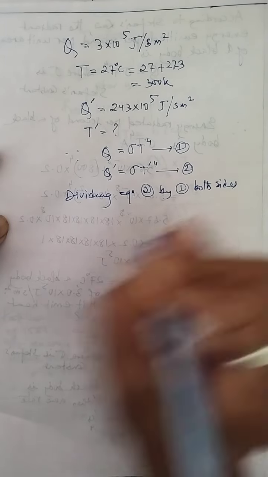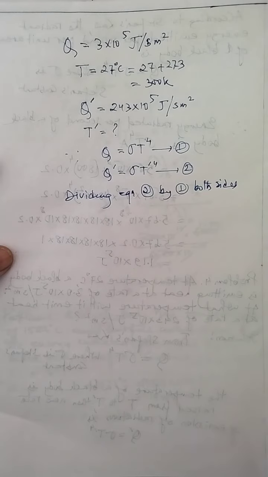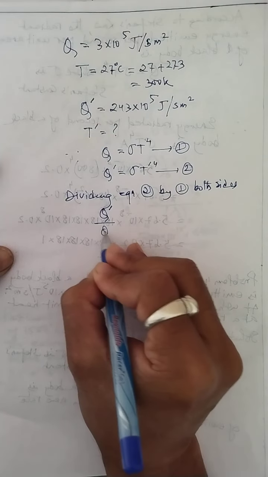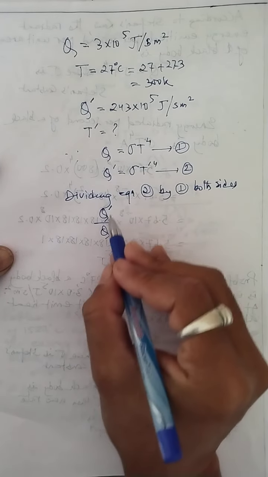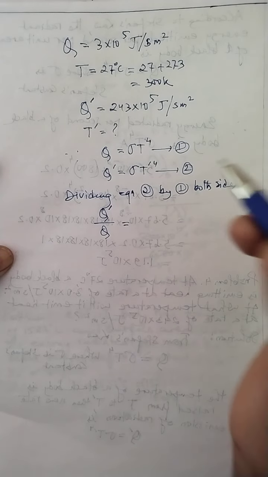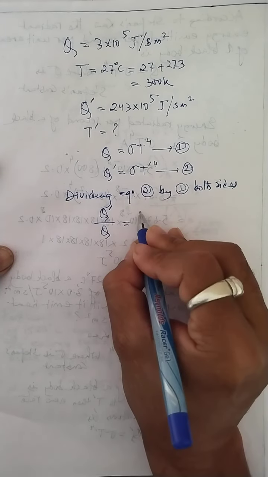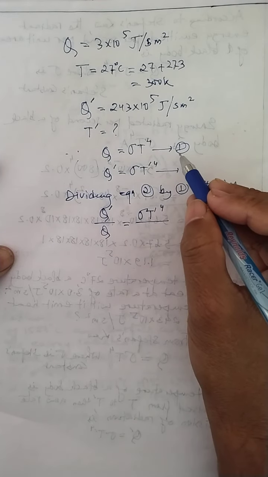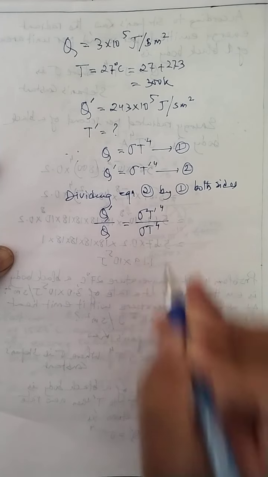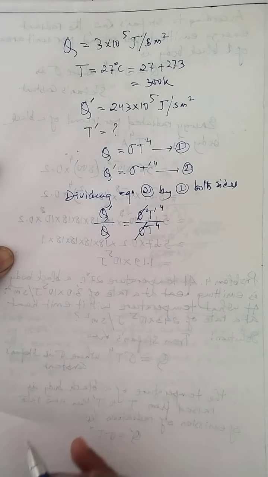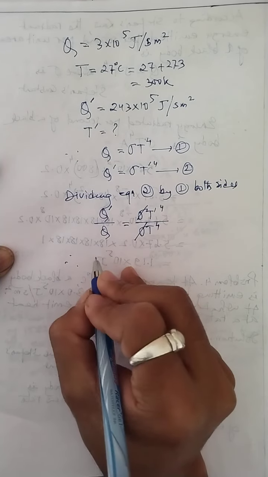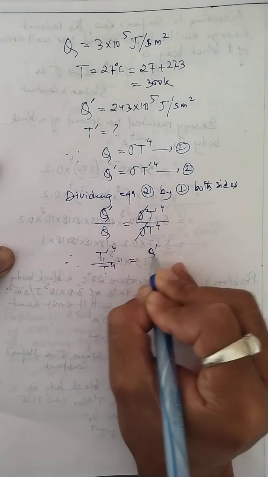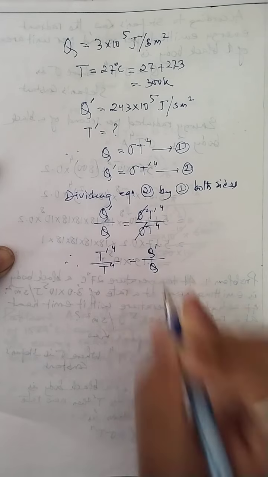If I divide equation 2 by 1 both sides, it means I divide left hand side and right hand side. The left hand side of equation 2 is Q dash, by the left hand side of equation 1, which is Q. So Q dash by Q equals the right hand side of equation 2, sigma T dash to the 4, by the right hand side of equation 1, sigma T to the power 4. So this sigma now cancels out. Let me write this relation as T dash to the power 4 by T to the power 4 equals Q dash by Q.